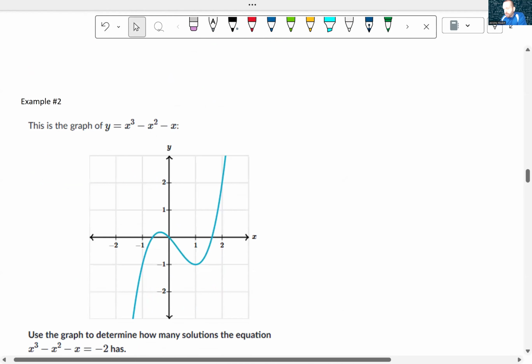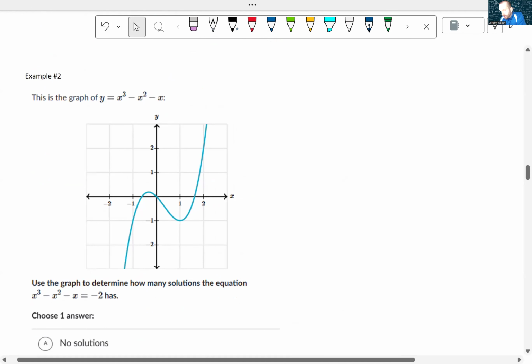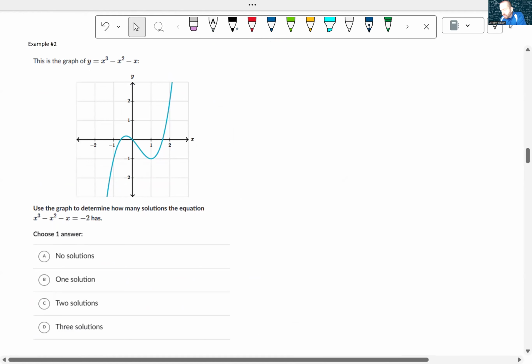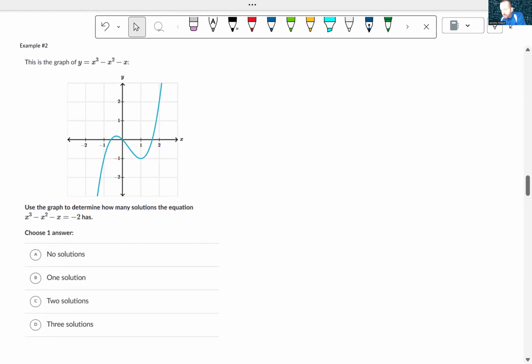Let's take a look at another one. We have another polynomial graph, and it's graphed for us. This time we have multiple choice, trying to figure out how many solutions there are instead of estimating what the solution is. So this is our original function, f of x. We can call this one, if we want to, and we can call this one g of x.